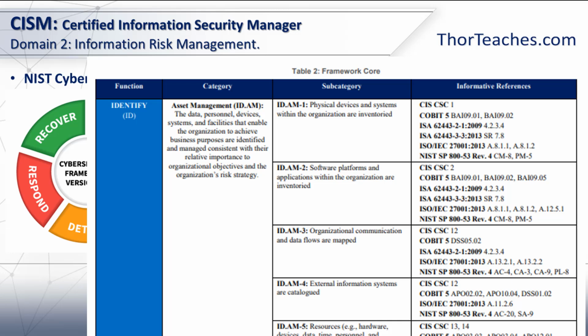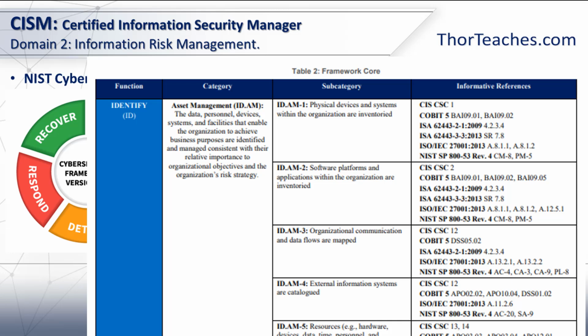So ID.AM-1 is our physical devices and systems that are within the organization. 2 is the software platforms and the applications within our organization. And then 4, for instance, 4 is our cloud computing. If we have any cloud computing, any software as a service, any infrastructure as a service, or whatever else we use in the cloud. And remember, there is no cloud. It's just someone else's computer somewhere else.